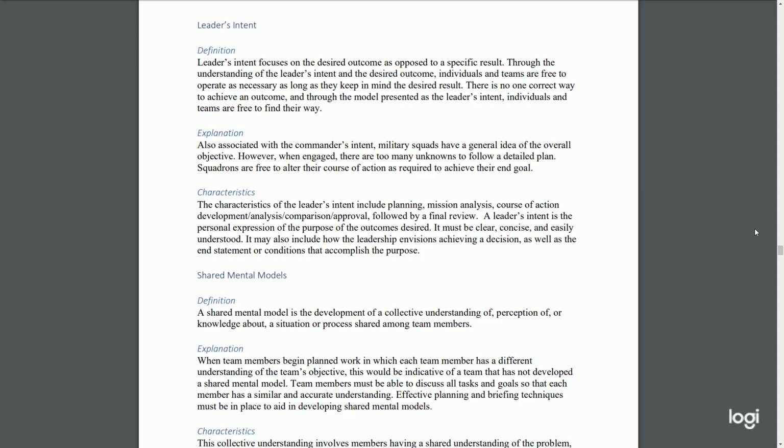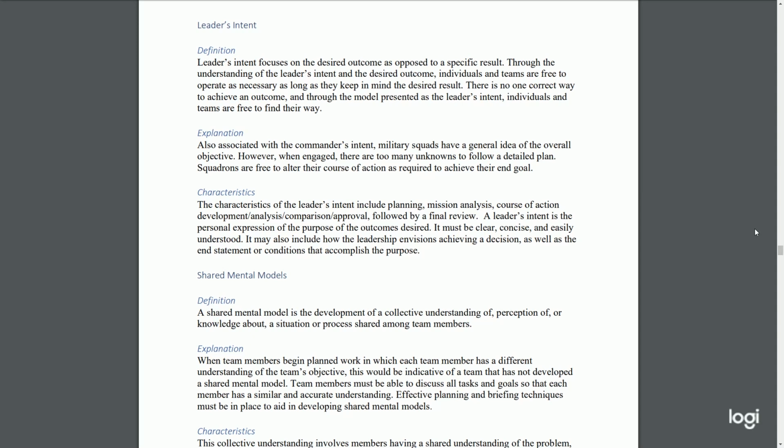Explanation. Also associated with commander's intent, military squads have a general idea of the overall objective. However, when engaged, there are too many unknowns to follow a detailed plan. Squadrons are free to alter their course of action as required to achieve their end goal.